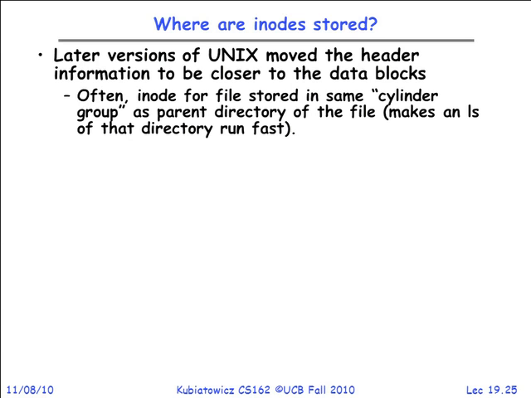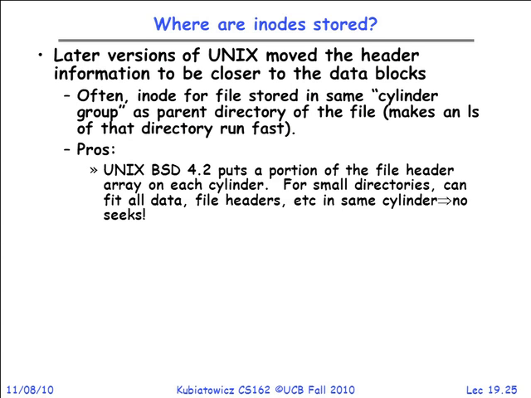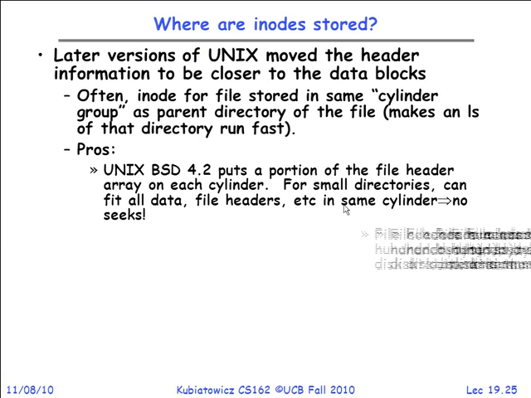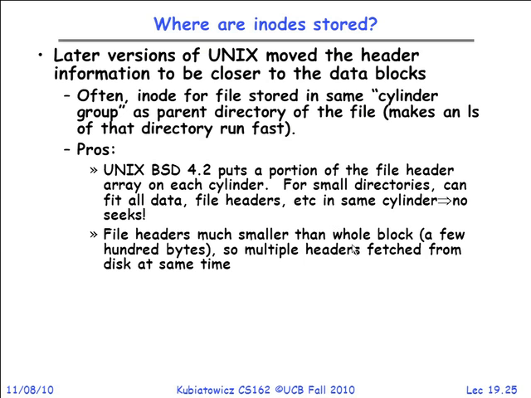So the pros of this are, basically Unix BSD put a portion of the file header array on every cylinder. This was another fast file system thing. For small directories, you can fit all the data, file headers, et cetera, on the same cylinder, so you can get the whole directory and all the files without moving the heads. I think that's good. So reliability, I said that as well, and this was all part of the fast file system.